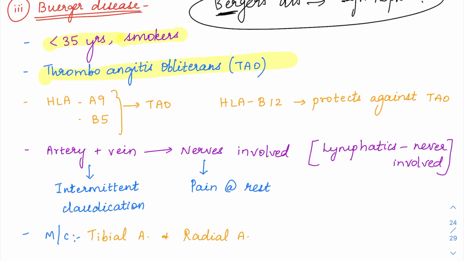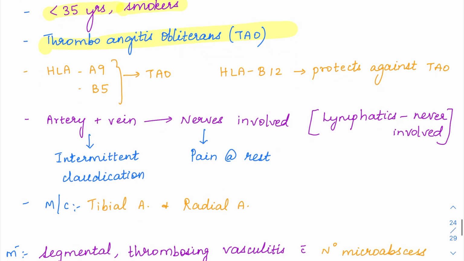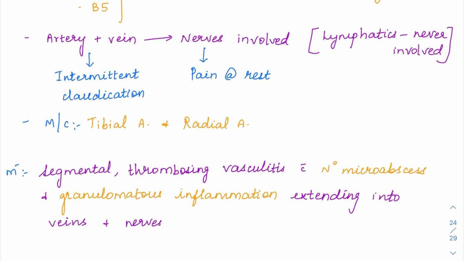So angiitis is there, and when this thrombus is present, it is going to cause obliteration of the vessel. When obliteration of the vessel is there, there is not going to be blood supply to the organs. Usually the peripheries will be affected, the hands and the toes. So the fingers and the toes will be forming gangrene. Blackish discoloration of the fingers and toes will be seen in TAO. And there are classical HLA associations with this. HLA A9 and HLA B5 are going to be associated with TAO, while HLA B12 is going to be protective for TAO.